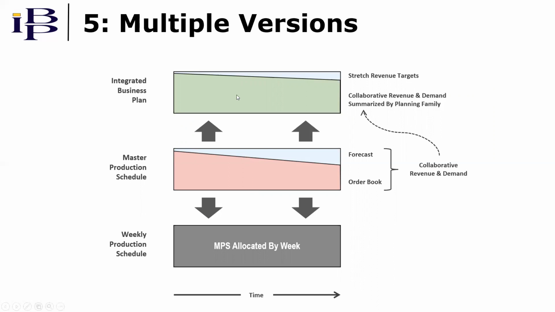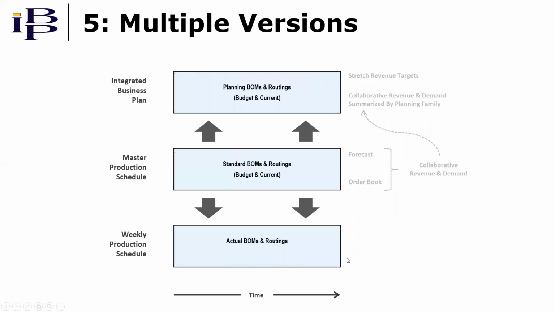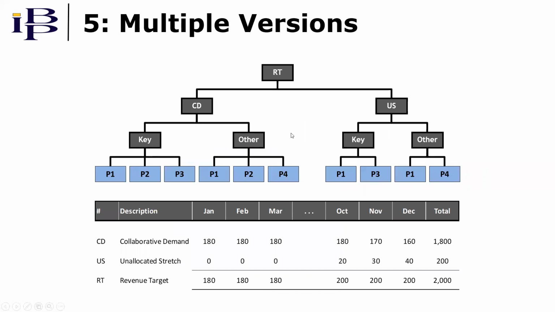When you go up a level, this green box represents the sum of the master schedule, but there may be some stretch targets as well that the executives have, which then all have to be reconciled to the master production schedule by week. And underneath all this are different levels of bills of materials and routings that need to be maintained. So down here you have your actual BOMs and routings, you have your standard BOMs and routings, both budget and current, and you have your planning BOMs and routings. Now all of these things have to be kept in sync, and that's where the ability to have multiple views of your bills and routings at different levels is going to be absolutely essential. So one of the areas where this helps is when you're looking at, say, your revenue target.